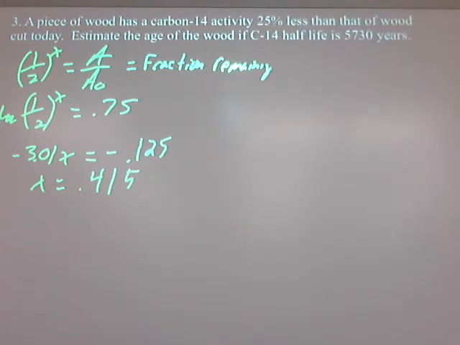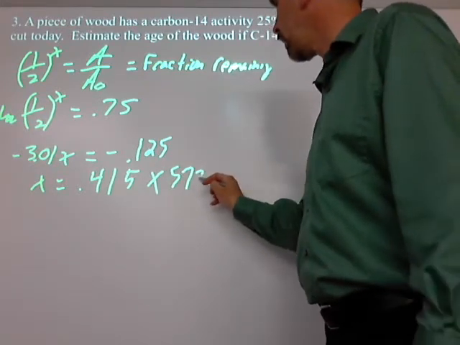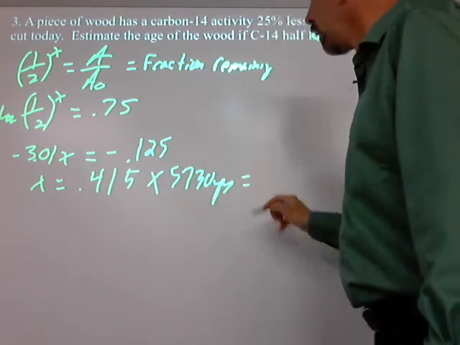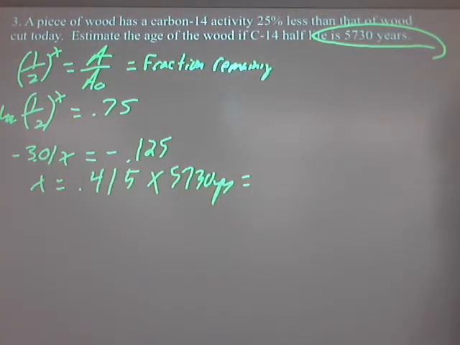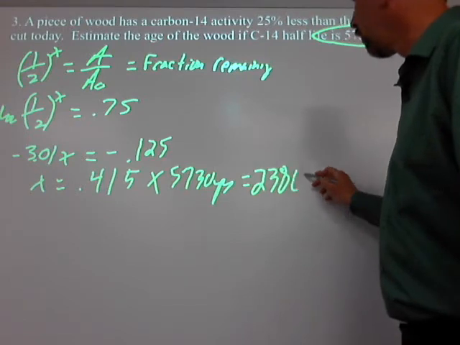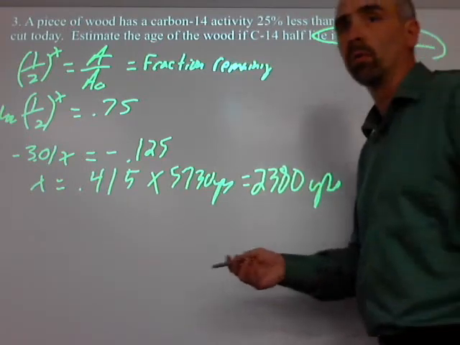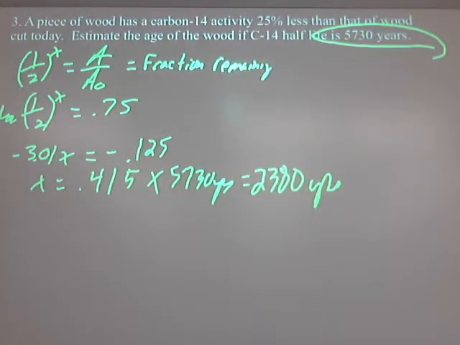In other words, not even a half of a half-life. How long is one half-life? That long. So I multiply it by 5,730 years, and I get what? 2,380. How much? 2,380. Everybody get that for their number of years with how old that piece of wood is. Good. All right. Everybody go with that.